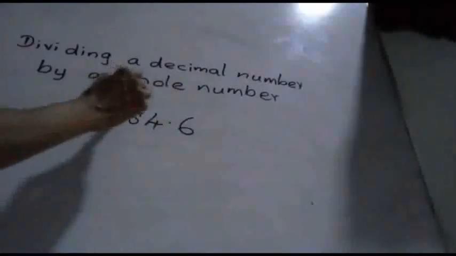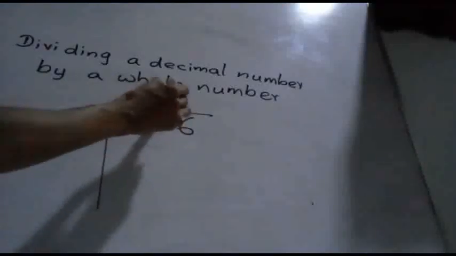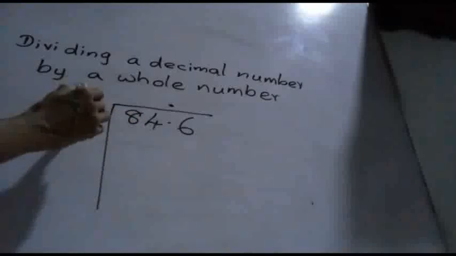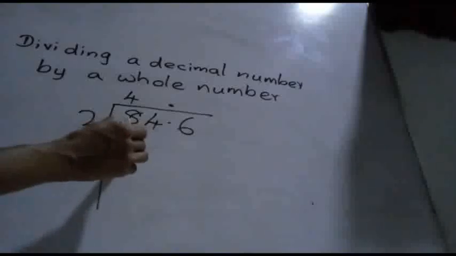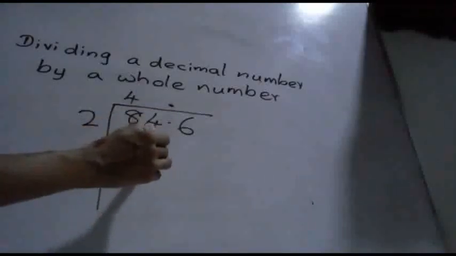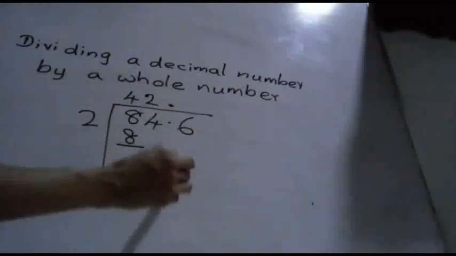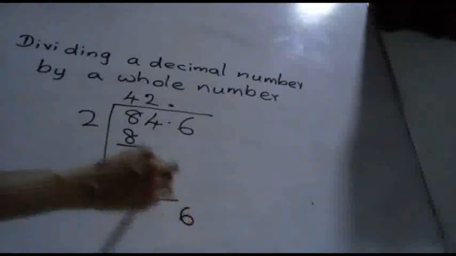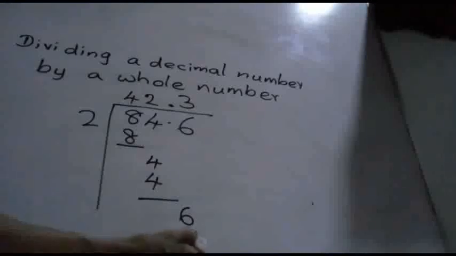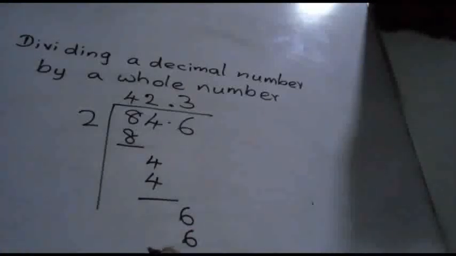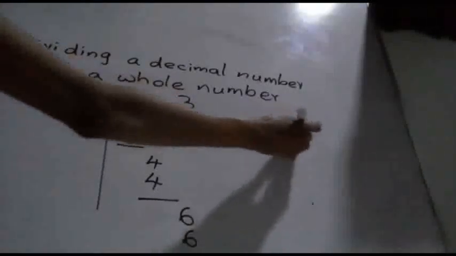.6 is divided by 2. We put the decimal point on this decimal point. 8 is divided by 2. 2 times 4 is equal to 8. 8 subtracted from 8 is 0. We write this 4 here. 2 times 2 is equal to 4. We write this 6 here. 2 times 3 is equal to 6. 6 subtract 6 is equal to 0. Answer is 42.3.